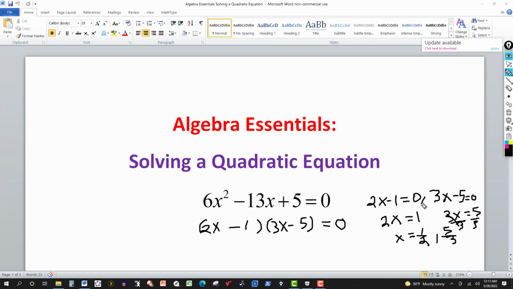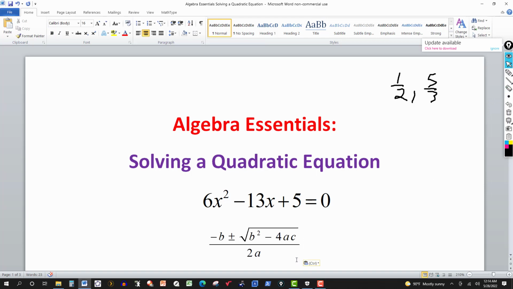And that's what you would expect for a quadratic. At second degree, you expect at most 2 solutions. You could have, though, a repeated solution, or you can have imaginary complex solutions. So that's the solution using factoring. Of course, we have to get the same thing for the other ones. So we got 1/2 and 5/3, and we expect to get the same thing using the other 2 methods.